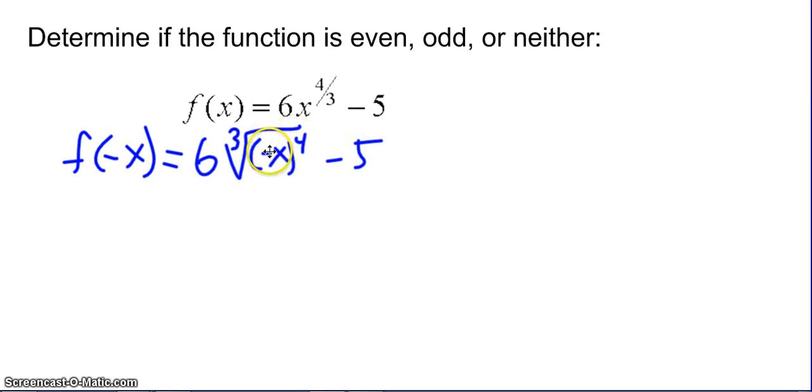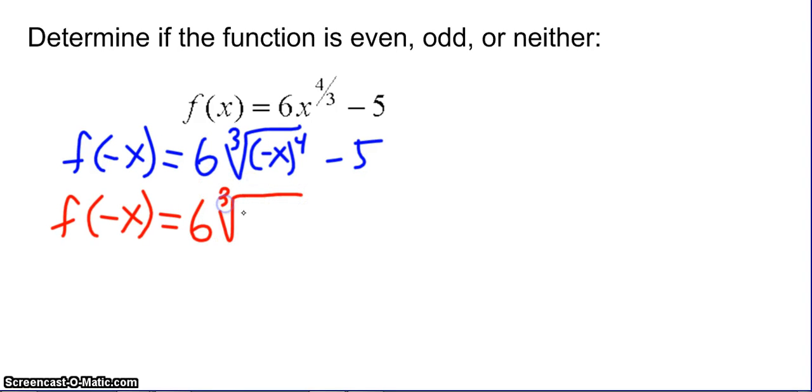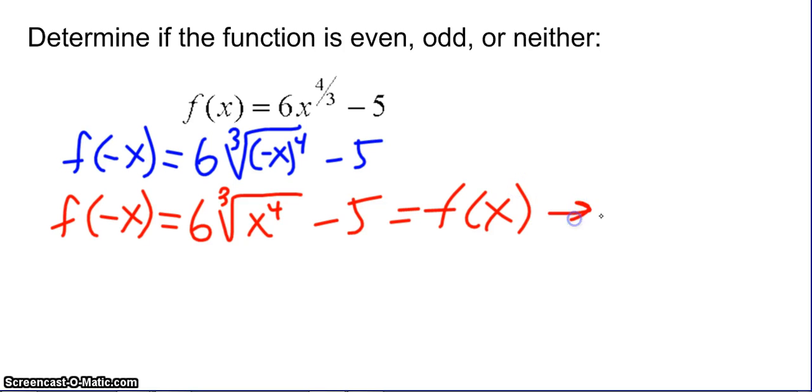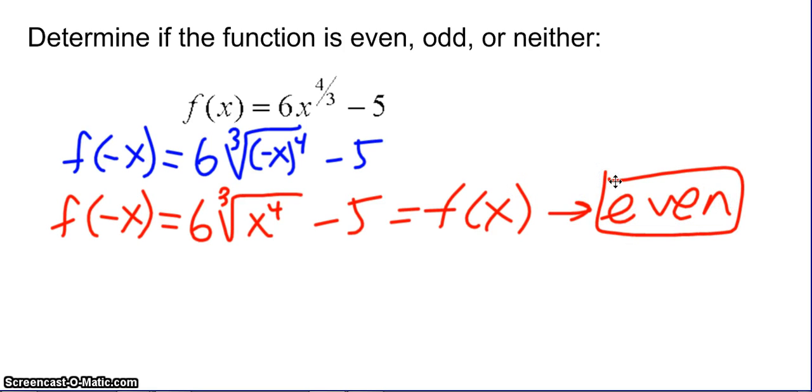But negative x to the 4th, if I raise a negative to an even exponent, just becomes positive again. So f of negative x is actually 6 times the cube root of x to the 4th minus 5, which is also f of x. Therefore, it is even.